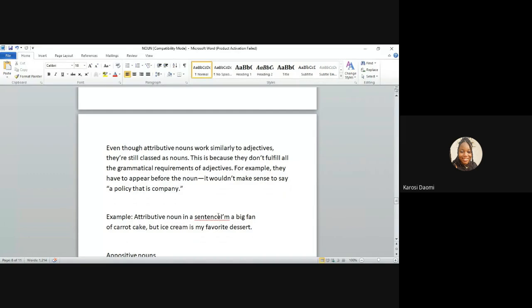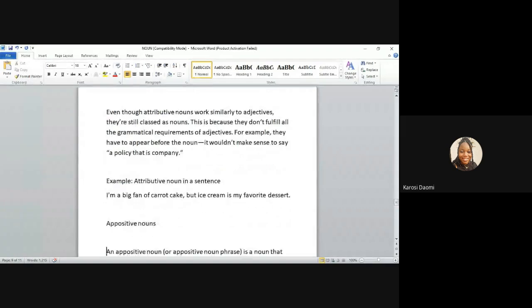So you have an example here of attributive nouns. I'm a big fan of carrot cake, but ice cream is my favorite dessert. Can anyone try to guess what the attributive noun is in this particular sentence?